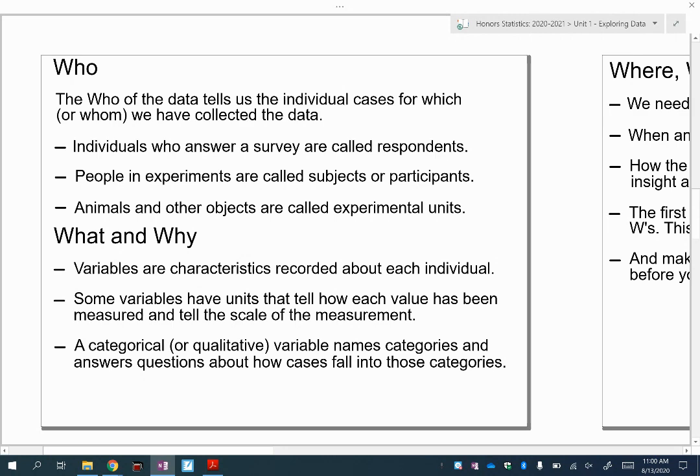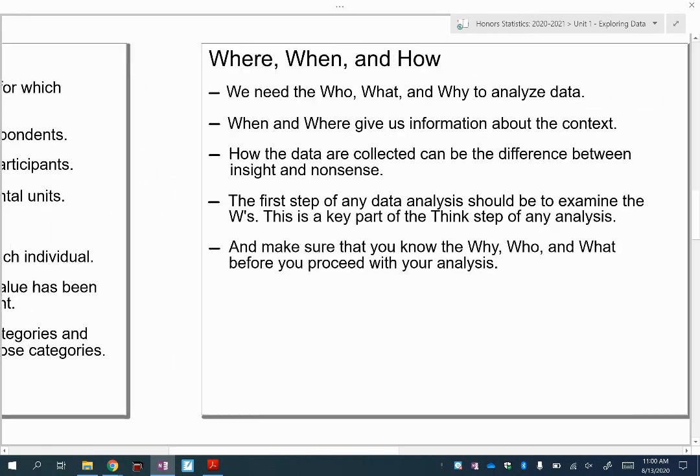For the what, the what are the variables, which are the characteristics that are recorded about whatever your who is. The key thing here is that once you determine what the variables are, take a few extra minutes to decide if your variables are categorical or quantitative. You'll know that they're quantitative because you'll be able to come up with a unit of measurement used to quantify that variable. If you can't think of a unit, then it's most likely a categorical variable.